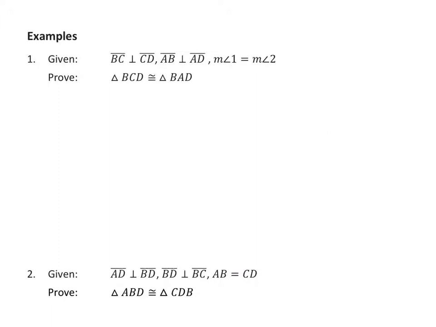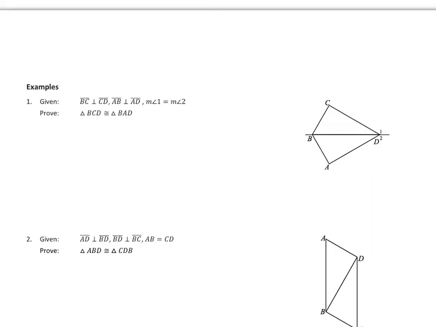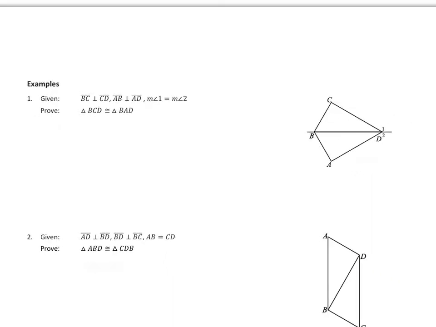Alright, let's do some examples. On example 1, I have given that BC is perpendicular to CD, AB is perpendicular to AD, the measure of angle 1 is equal to the measure of angle 2, and we're trying to prove that triangle BCD is congruent to triangle BAD. So I'll start by marking up my picture with any congruency marks that I can find.